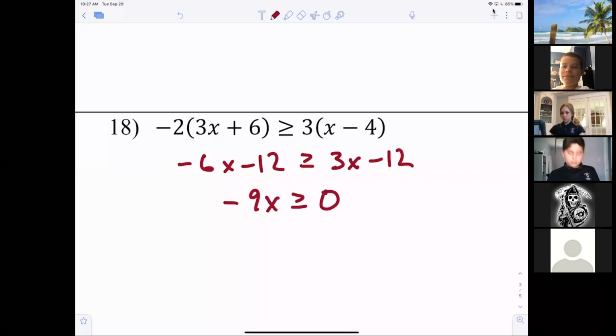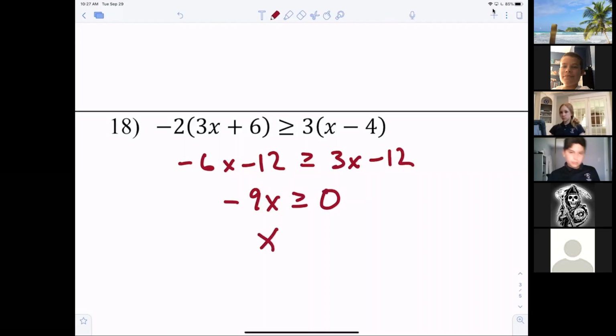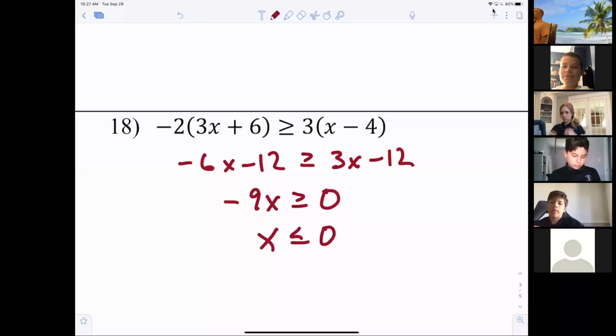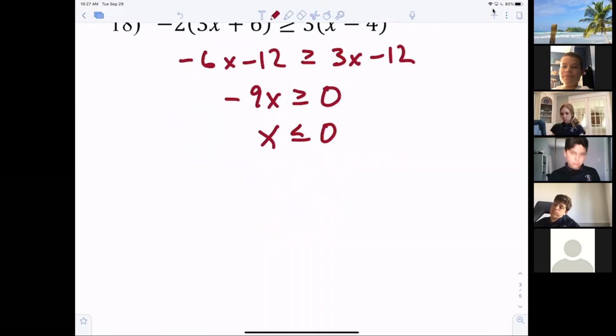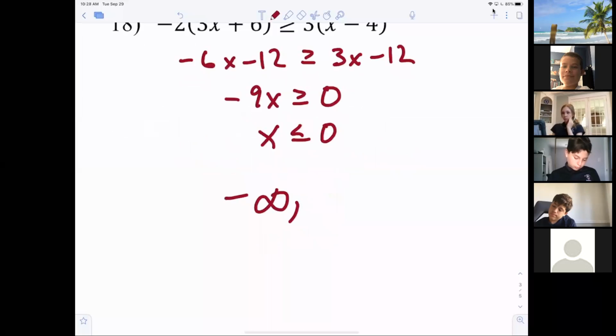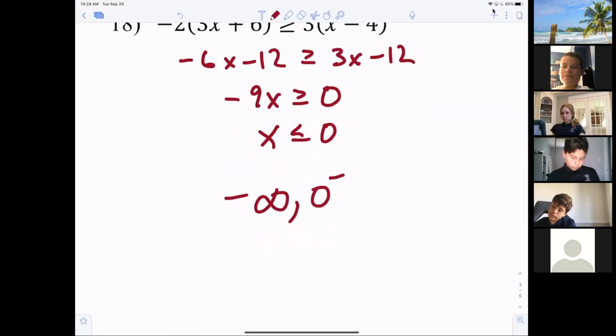Now I have to divide by negative 9. So x, what happens to the sign? It switches. Less than or equal to, and 0 divided by anything is still 0. Again, less than or equal to 0. If I am less than or equal to 0, I'm starting at negative infinity, and I'm heading to 0 with a bracket.